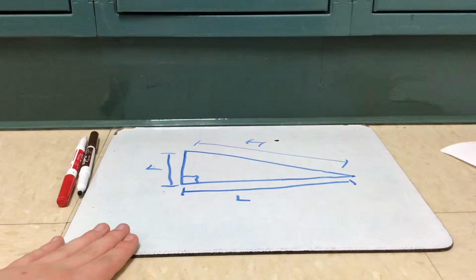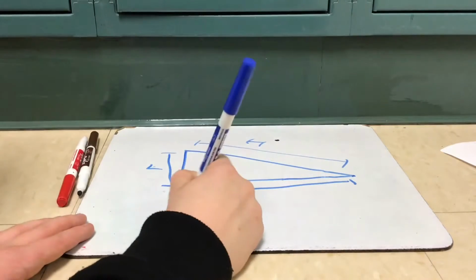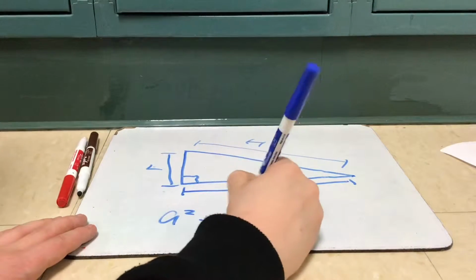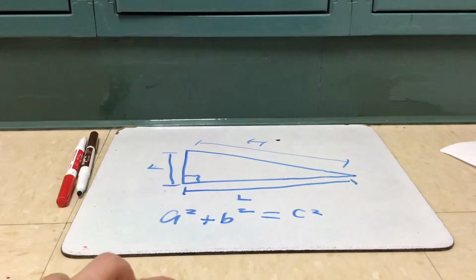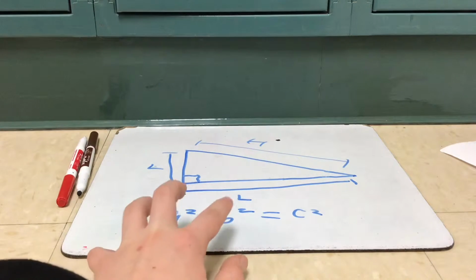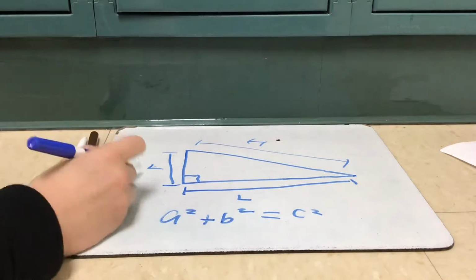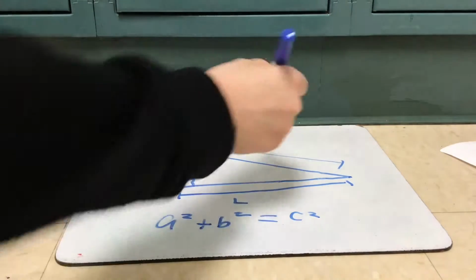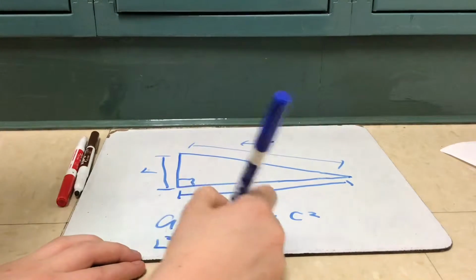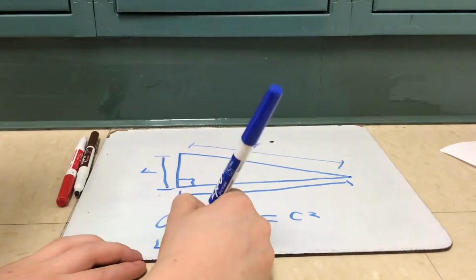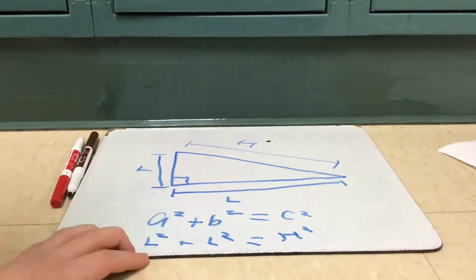This is a right triangle, and the Pythagorean Theorem goes as follows. It is a squared plus b squared equals c squared. Okay? A squared and b squared are also legs. So what we could write this as is, this right here is a leg and that right there is a leg. That is the hypotenuse. So essentially this is leg squared plus the other leg squared equals hypotenuse squared.